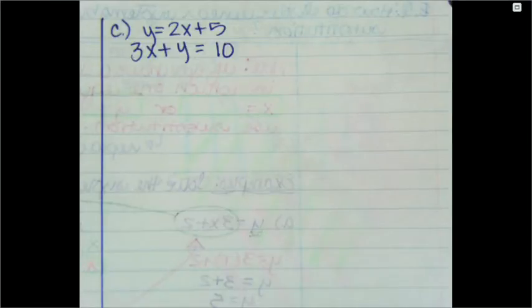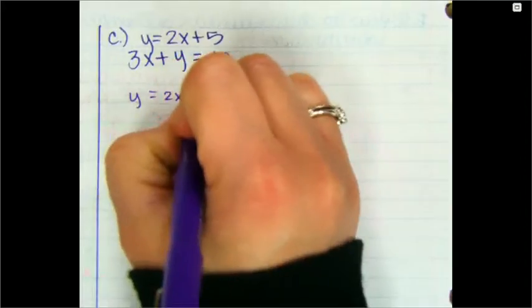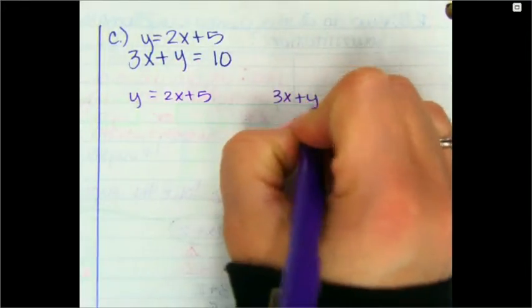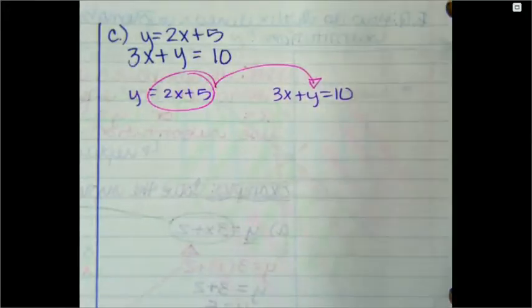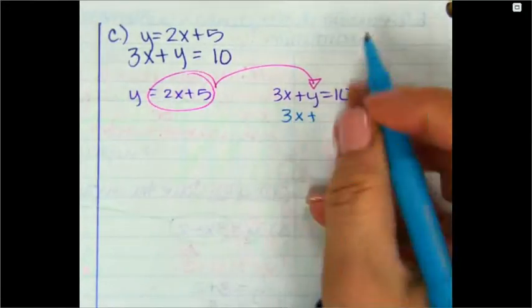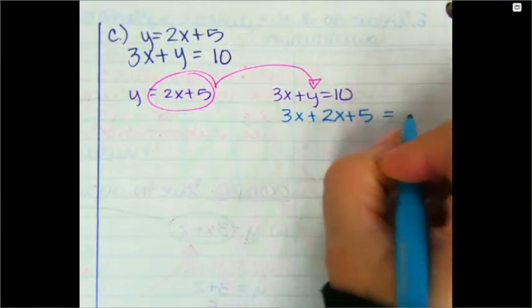It's exciting. All right, ready? What's the first thing I do? I'm going to separate them. I'm going to write y equals 2x plus 5, and I'm going to write 3x plus y equals 10. So what's the first thing I'm going to do? Plug in what for y? Good. 2x plus 5 is going to go plug into y on the other side. So I'm going to say 3x plus what? 2x. Good. Equals 10.